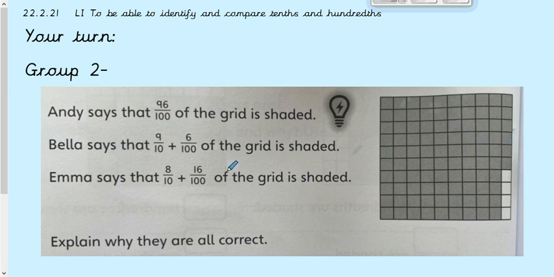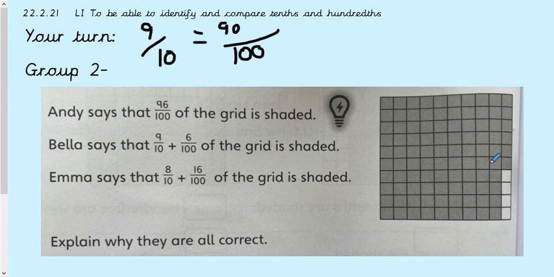Bella is correct because 9 tenths is the same as 90 hundredths. So all she's done is seen that this is 1/10. That's 1/10. There's 1, 2, 3, 4, 5, 6, 7, 8, 9 tenths shaded, and then 1, 2, 3, 4, 5, 6 hundredths. So she's just converted it into tenths as well as hundredths. So she's partitioned it basically into 90 hundredths add 6 hundredths, but then simplified 90 hundredths down to 9 tenths. So hopefully that makes sense.